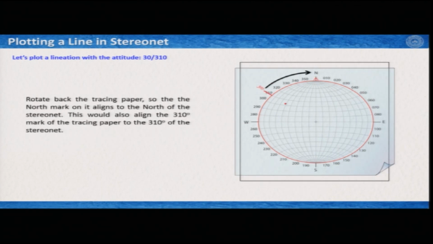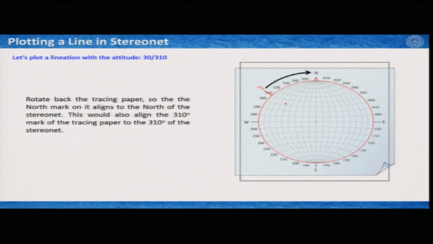And then, once you are done, you rotate the tracing paper back, so that the north mark that you made on the tracing paper at the very beginning aligns to the north of the Stereonet, and this would also simultaneously align the 310 degree mark on the tracing paper to the 310 degree mark of the Stereonet.